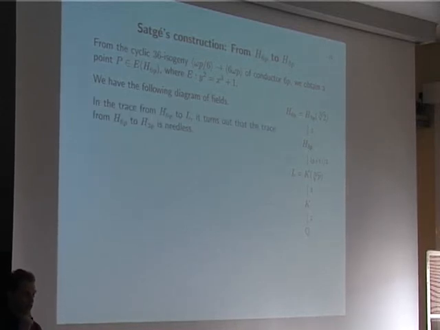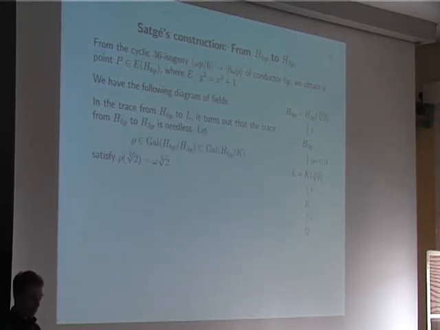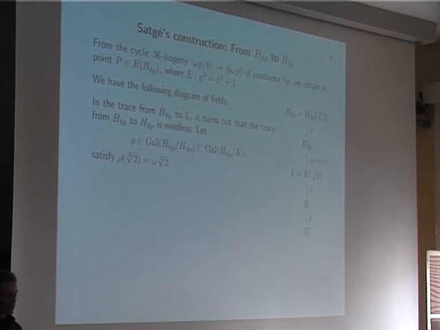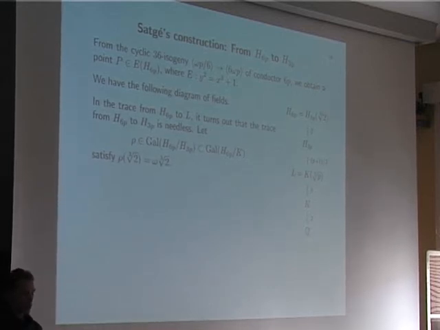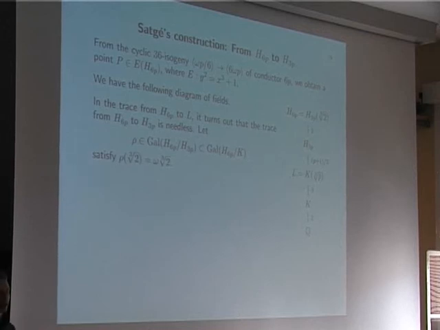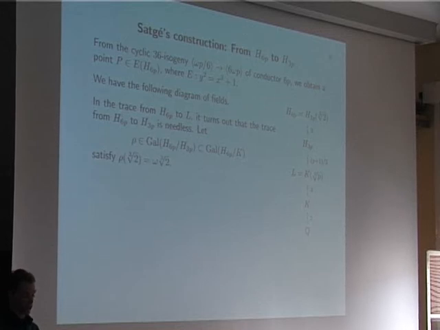But it turns out that if you're very savvy, the trace from H of 6p to H3p is needless in the following sense: if you take this rho in the Galois group of H6p over H3p, it turns out that this is just given by the cube root of 2. So that splits off as a direct factor in this Galois group. So you can define it as an element of H6p over k, and it's just x on the cube root of 2 in the usual way.